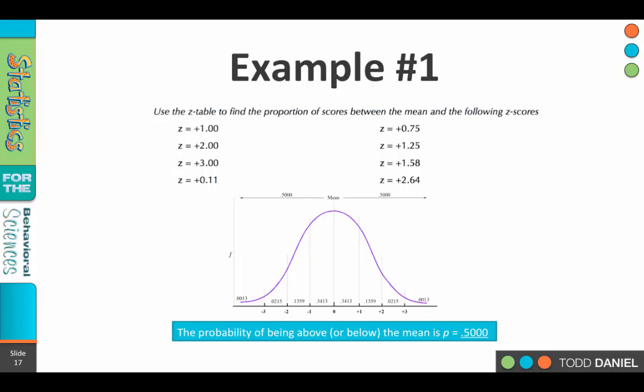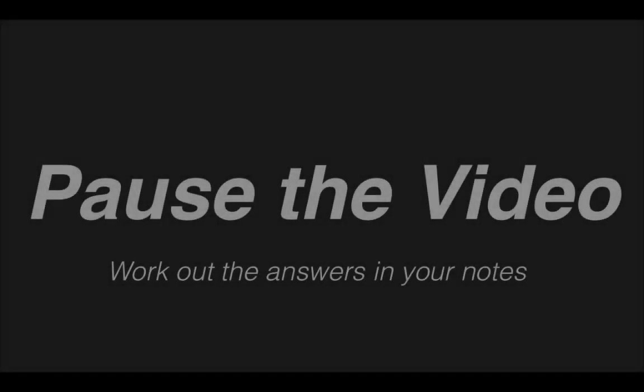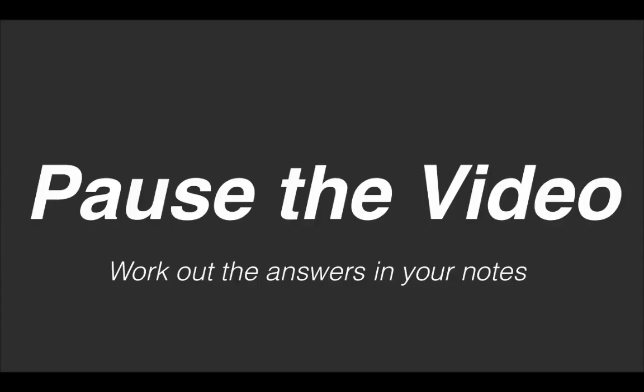Great. Now that you know how to use the z-table, let's apply what we've learned. Use the z-table to find these scores. What is the proportion of scores between the mean and a z-score of positive 1.00? We've already looked that up. We know that that is a value of 0.3413, or 34.13% of the scores. What I would like for you to do is, here in a moment, pause the video, complete the rest of these examples using your z-table, and then restart the video, and let's see how well you did. Pause the video and work out the answers in your notes. Restart the video when you're ready to check your answers.